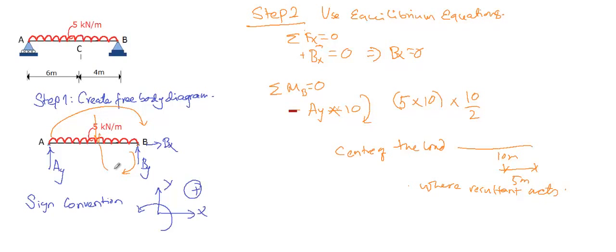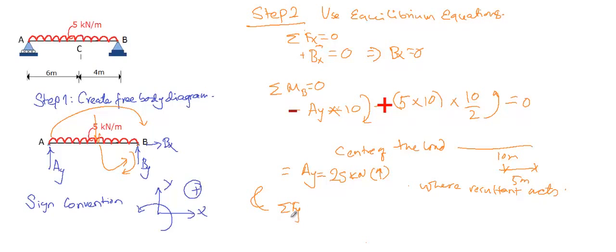and that load is acting downward, so it is rotating the beam in anti-clockwise direction, so this should be positive. Solving the equation, we get AY equals 25 kilonewton, which is acting upward.